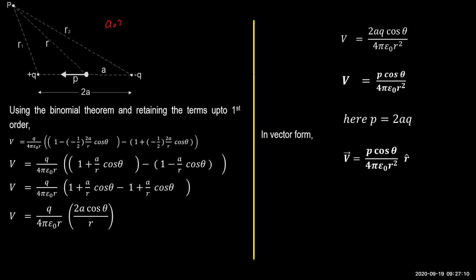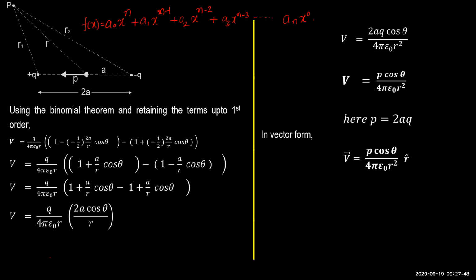a naught x raised to n, then a1 x raised to n minus 1, plus a2 x raised to n minus 2, plus a3 x raised to n minus 3. Like that it continues up to the last term, that is an x raised to 0. Correct. So the general form of the binomial theorem is given in this way.